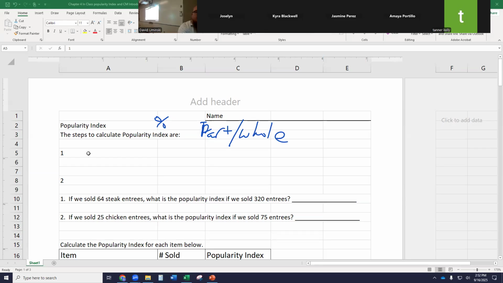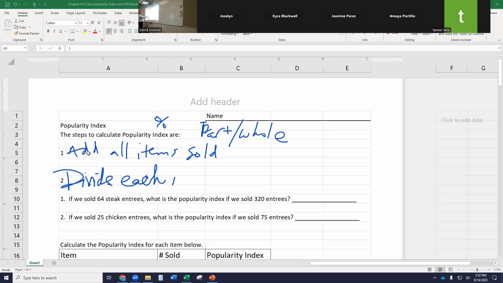So our first step is to add all items sold. That's our first step. We want to add up all the items that were sold. In step 2, we want to divide each item by the total.